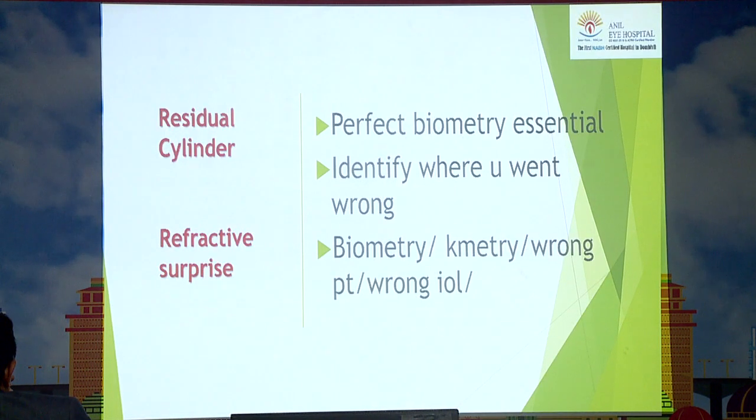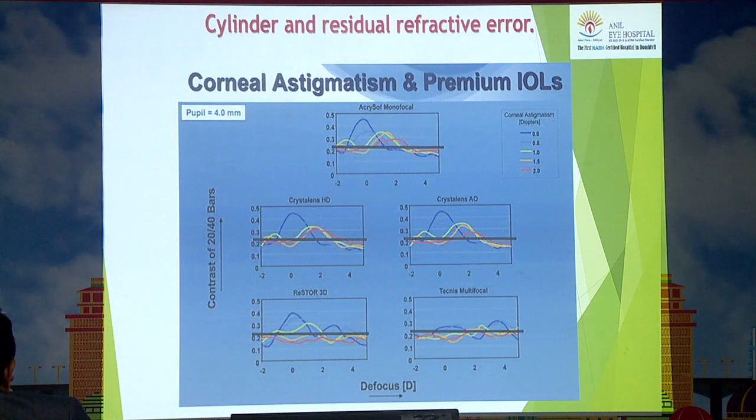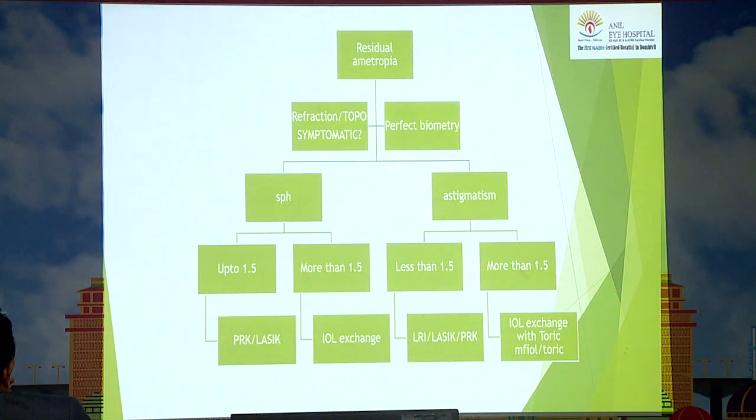So if you have a refractive surprise, first identify where you went wrong, whether you put in a wrong lens, a wrong keratometry, a wrong biometry. Second is a residual refractive error, especially in astigmatism. So whichever lens you use, especially more for a multifocal lens, if there is a residual astigmatism, the contrast sensitivity is going to reduce and the patient dissatisfaction is going to be high.